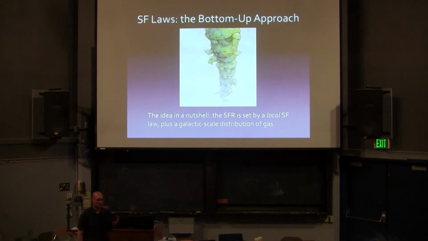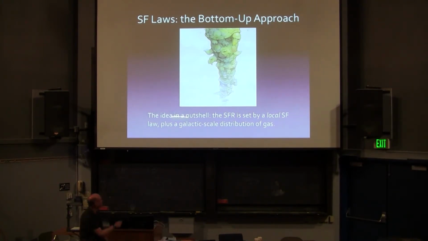The alternative is the bottom-up approach, where you say it's turtles all the way down. Why is the star formation rate at 1 kiloparsec what it is? Well, it's because of the star formation law that operates on 100 parsec scales. And that's modified by the star formation law that operates on 1 parsec scales, and all the way down to some smallest scale, which is to be specified. That's the extreme version.